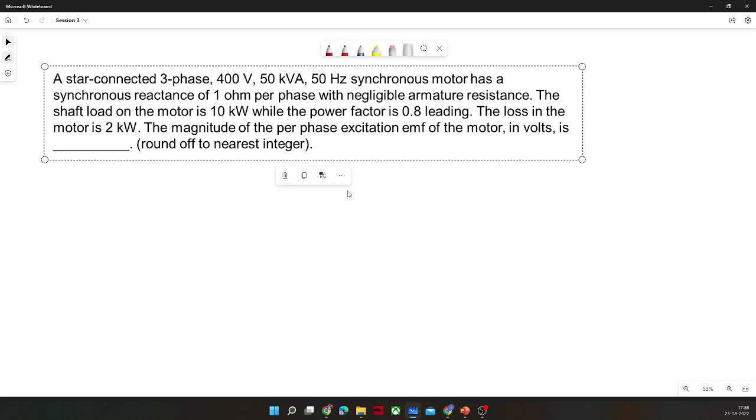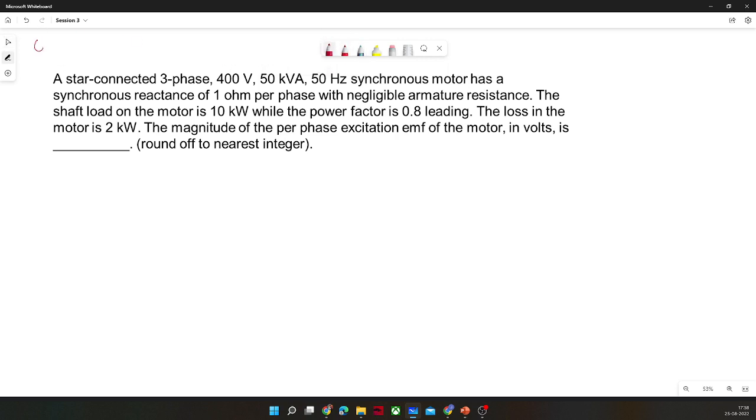So today we will start from synchronous motor. This problem appeared in GATE 2022 for 2 marks.